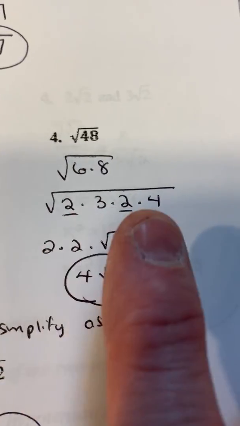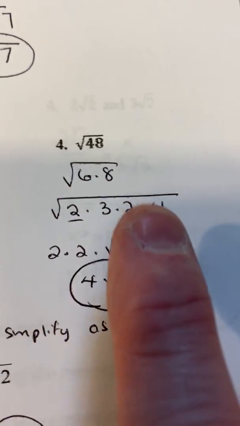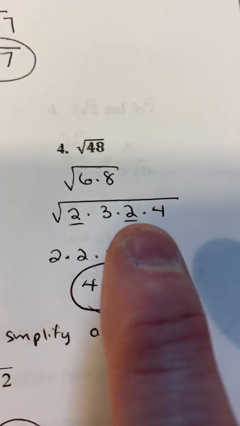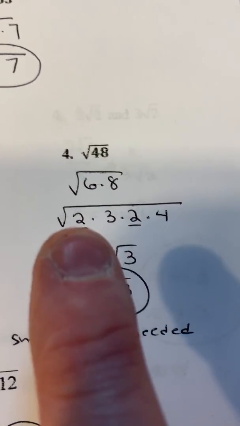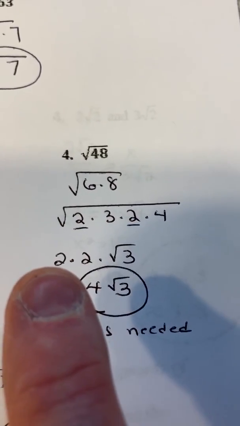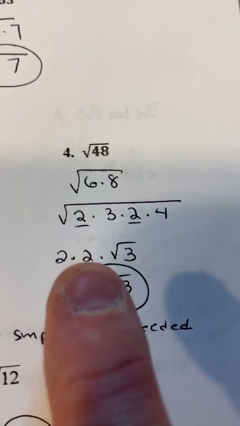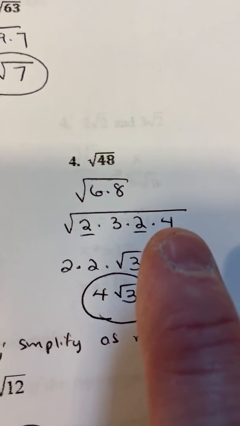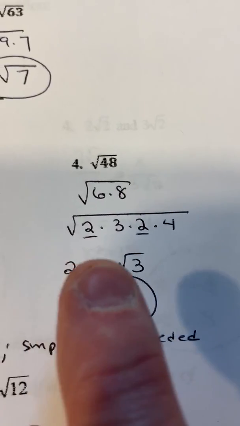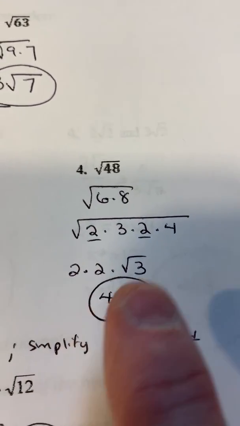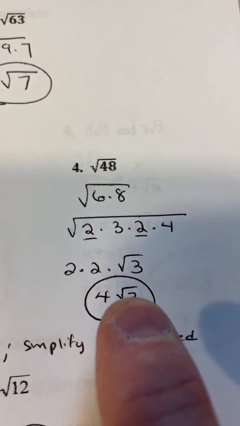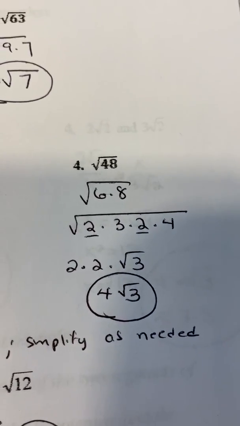The reason I underlined these 2's, this one came from the 6, this one came from the 8, is because, again, talking about that pair factor. So a pair of numbers goes out to become a singular number, 2. This other 2 here is from the 4 because the square root of 4 is 2. So then you have a double 2 outside becomes 4, multiply them back together. That 3 right here trails down and has to stay inside, so 4 root 3.